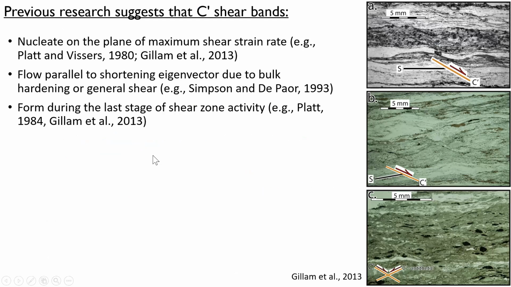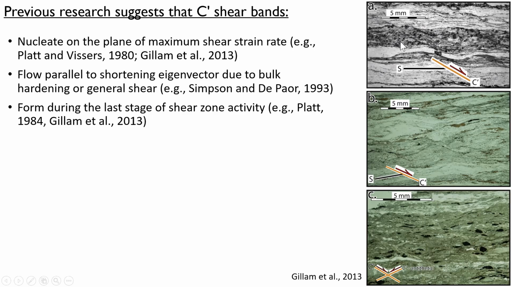Previous research on C-prime shear bands in naturally deformed rocks has suggested that C-prime shear bands nucleate on the plane of maximum shear strain rate. They're thought to represent flow parallel to the shortening eigenvector due to bulk hardening or perhaps general shear. And it's also thought perhaps they form during the last stage of shear zone activity, and that's because they commonly cross-cut SC fabric or S-planes.